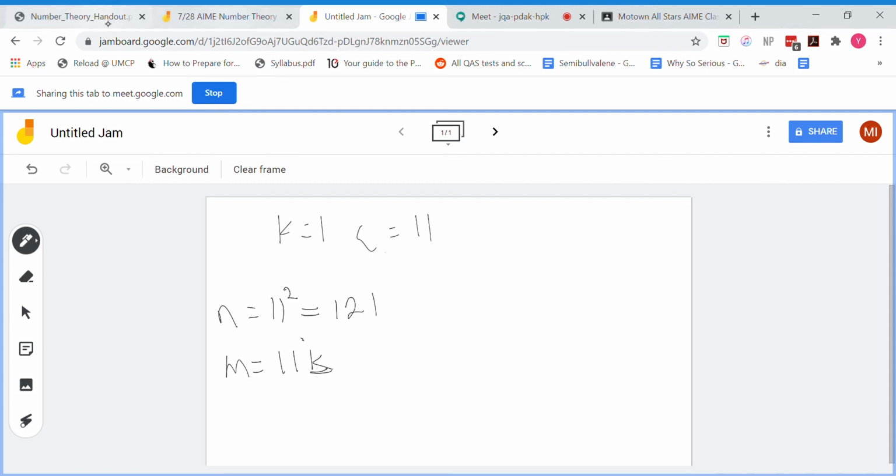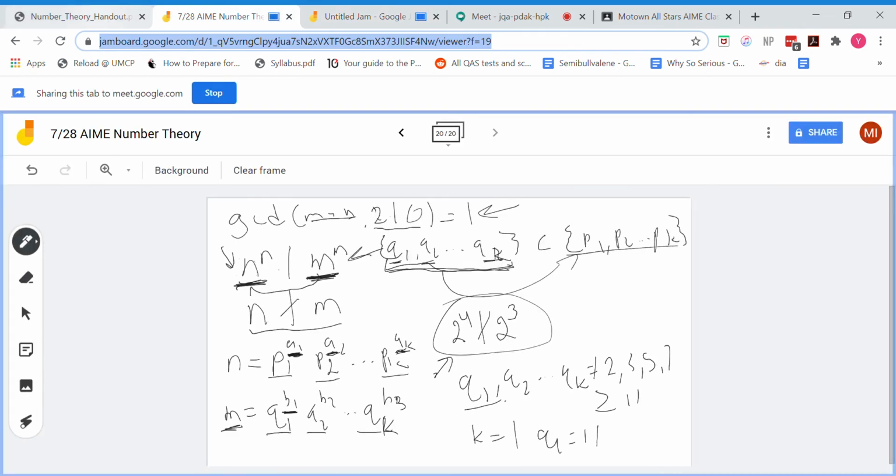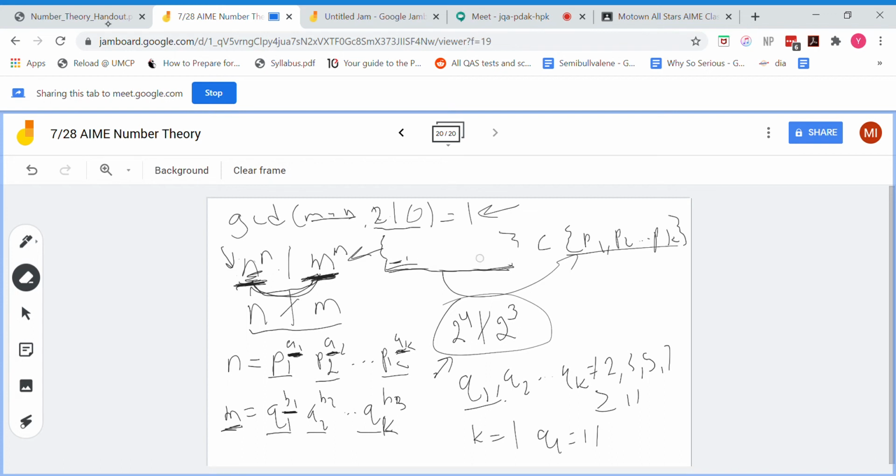I forgot to mention one more thing. So let's go back to the previous Jamboard. But right, so I said that every prime factor of m is also a prime factor of n, but the reverse also holds true. Every prime factor of n is also a prime factor of m because n divides m. So n can't have any prime factor that m doesn't have. Sorry, I reversed this. It should be P1 through Pk is a subset of Q1 through Qk. There we go. That's much better.